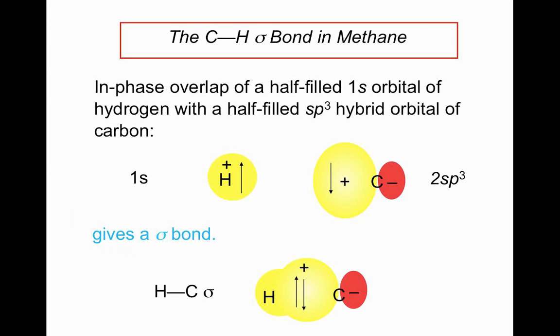Returning to our simple 2D drawings, we can see that each of the four hydrogen atoms can overlap with one of the new sp3 hybrid orbitals of carbon to produce four equivalent CH sigma bonds in methane. Remember that although I have not shown it here, the combination of the 1s orbital in hydrogen and any one of the sp3 orbitals in carbon also produces a sigma star antibonding orbital. Recall that for every atomic orbital that combines, you get one bonding molecular orbital and one antibonding molecular orbital.